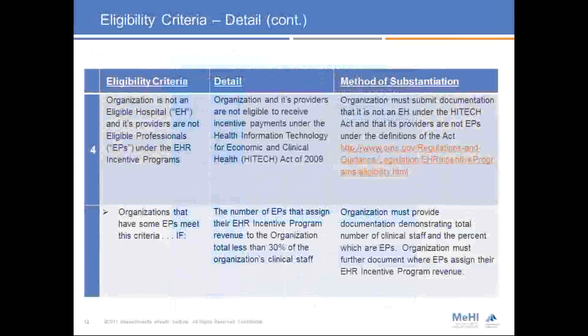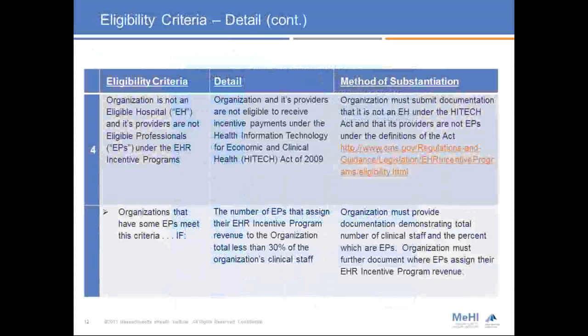The fourth eligibility criteria is that the organization may not be an eligible hospital or have eligible professionals as defined by the federal EHR incentive programs. This criteria may be substantiated by a letter from the CEO or CFO attesting that the organization does not meet the criteria of an eligible hospital or have clinicians that meet the definition of eligible professionals under the CMS, Medicare, and Medicaid EHR incentive programs.